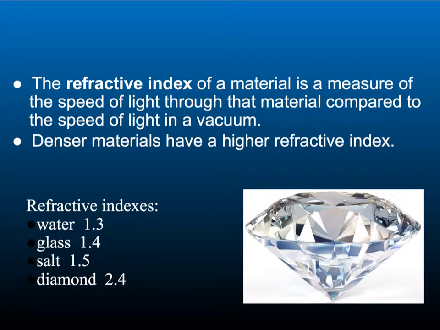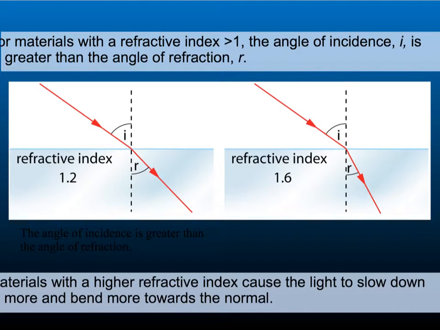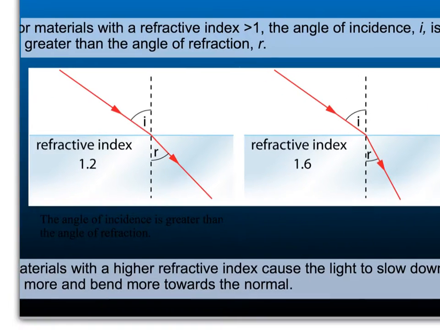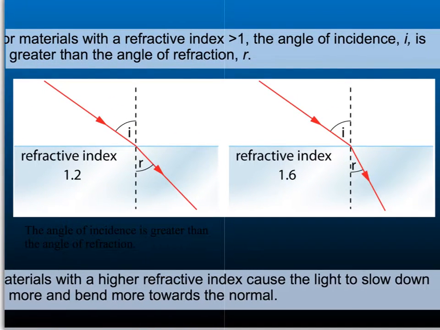The refractive index of water is 1.3, the refractive index of glass is 1.4, the refractive index of salt is 1.5, and the refractive index of diamond is 2.4. This shows us that diamond is a very dense material because it's got a higher refractive index. For materials with a refractive index which is greater than 1, the angle of incidence is greater than the angle of refraction. Materials with a higher refractive index cause the light to slow down more and bend more towards the normal line.